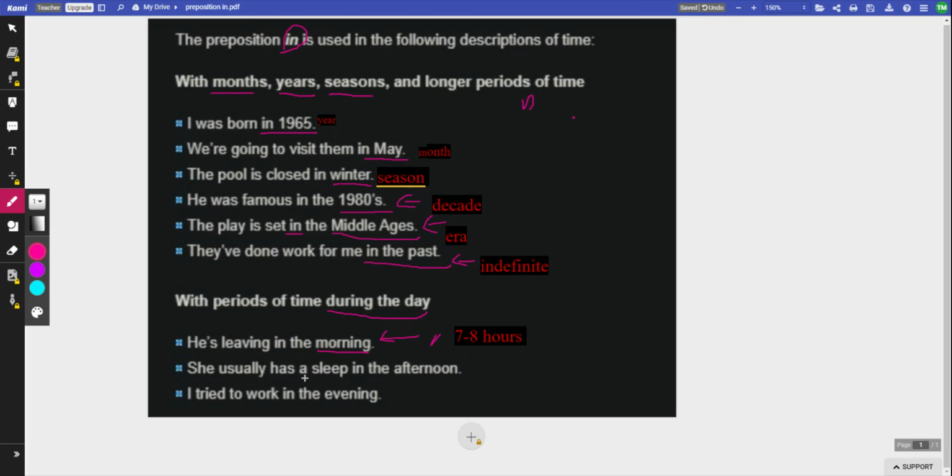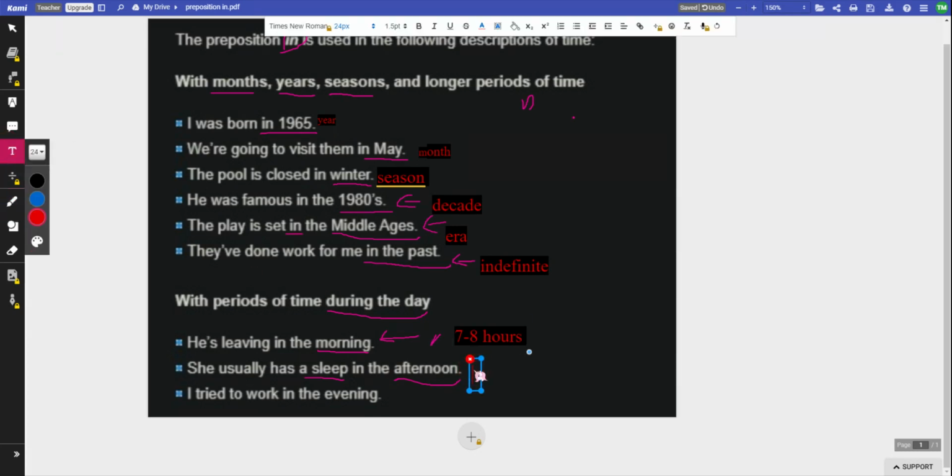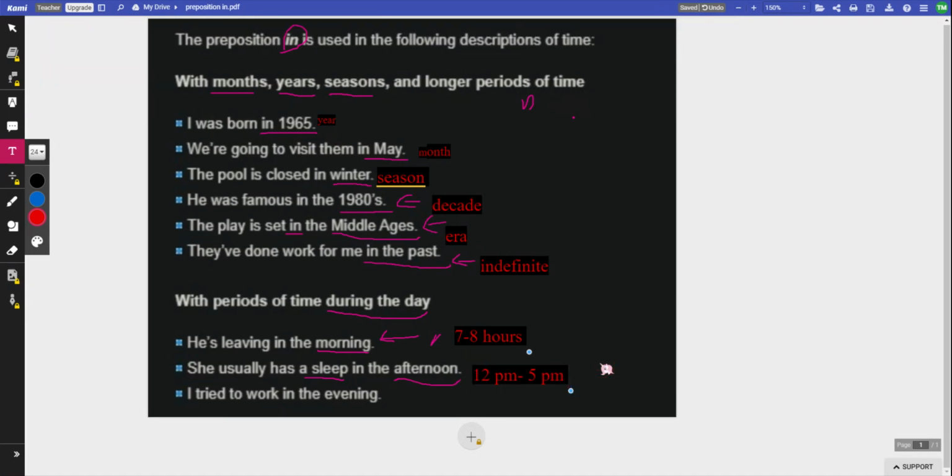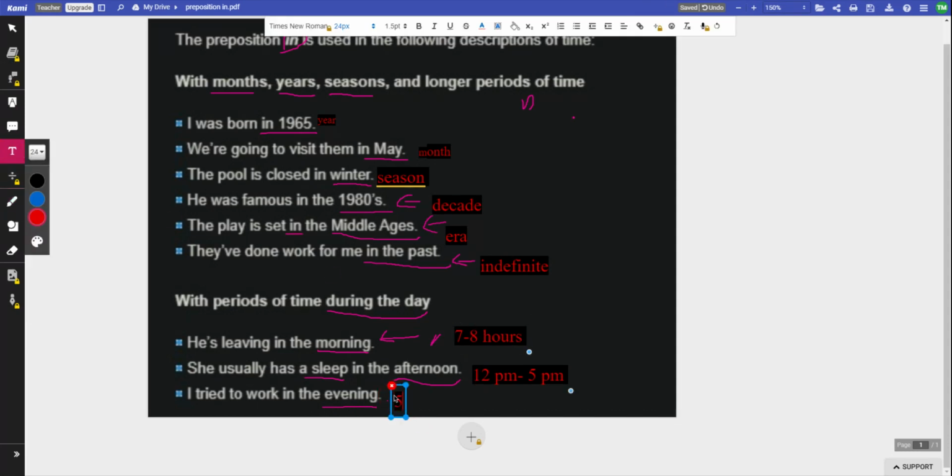When you're talking about in the afternoon, afternoon can be anywhere from 12 p.m. to 5 p.m. So you are talking about a long period of time. And then when you're talking in the evening, evening could be anywhere from 5 p.m. to 10 p.m.